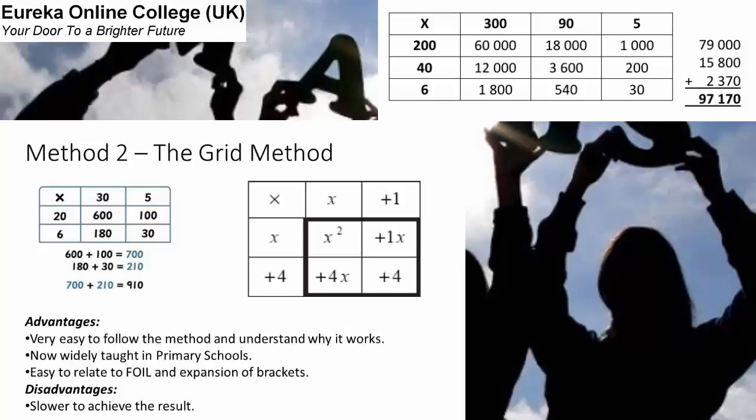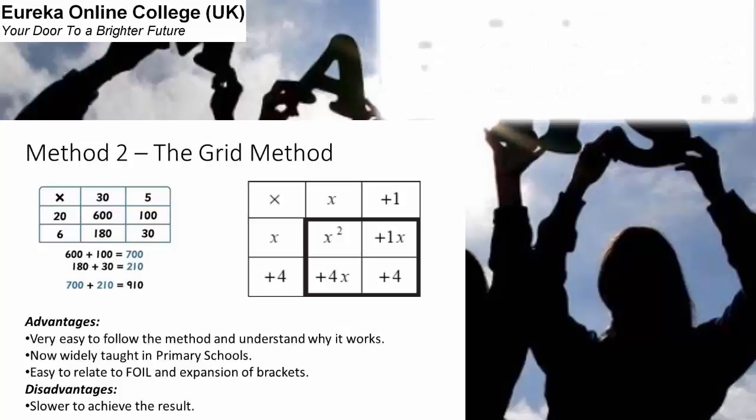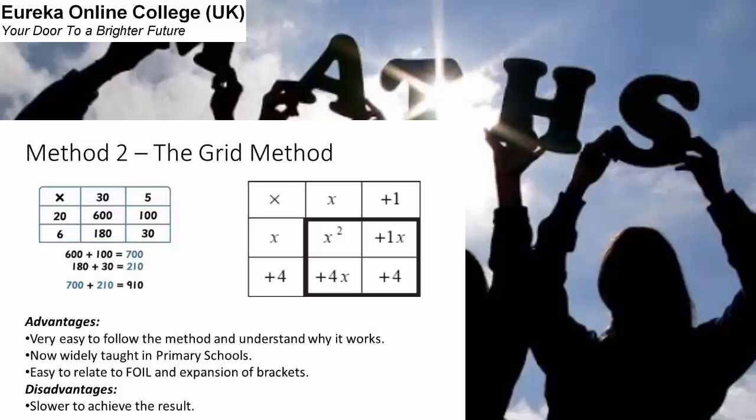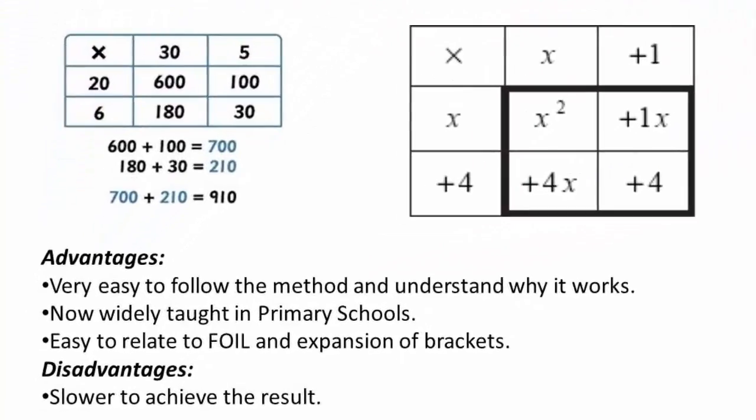Most of my colleagues prefer method 1. But the reason I prefer method 2, which is a grid multiplication, is that it looks extremely similar. In fact, it's exactly the same as the way we multiply out a pair of brackets with quadratic expressions. And so I can link the two, which I really like.